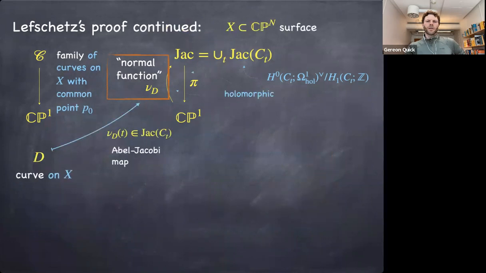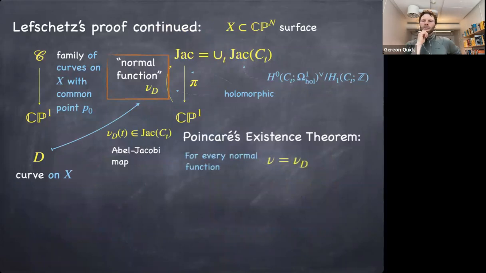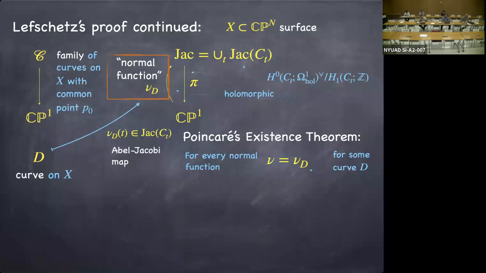So here we record this information, and now we're going to use Poincaré's existence theorem. The name already tells us that it's a theorem that was proven a long time ago. It's basically a more sophisticated version of Jacobi's inversion theorem. And it tells us that for every such normal function, so for every function that is a section of our map pi, we can actually find a curve D such that this normal function looks like this nu D that we get from a curve.